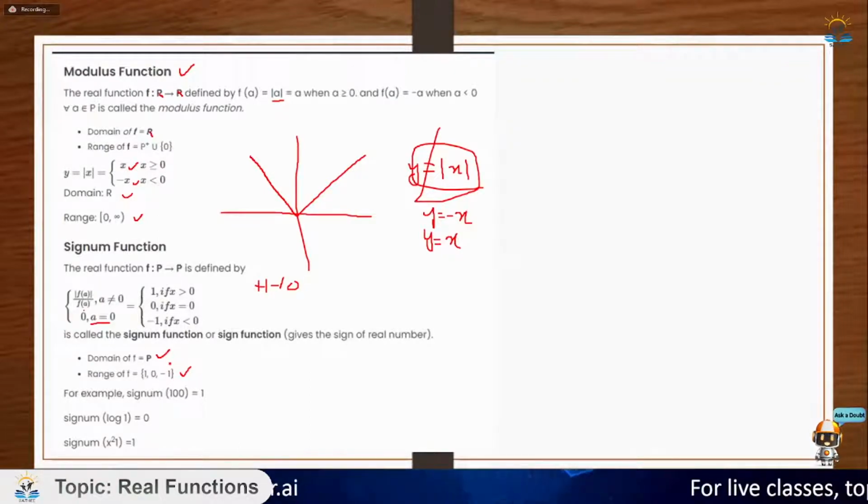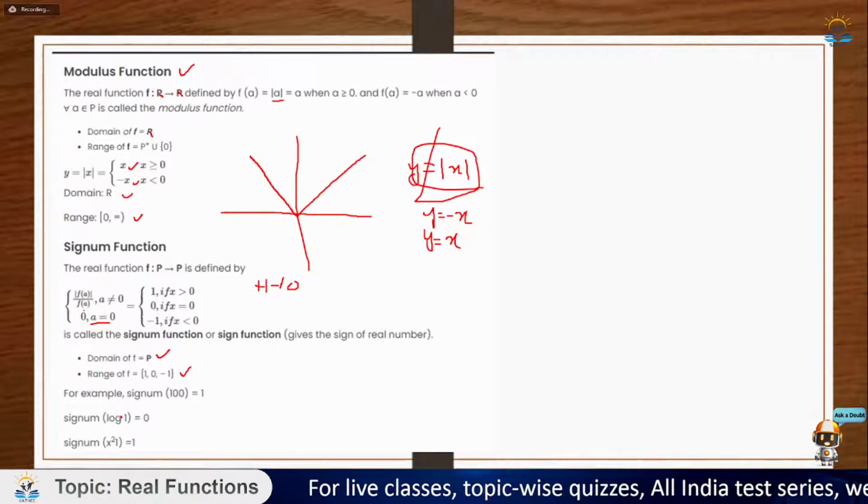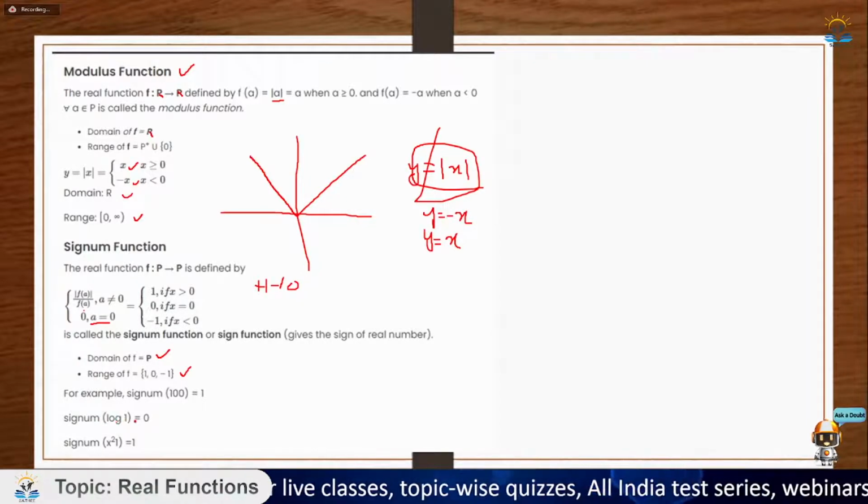If you don't know the signum function from before, it is nothing but a function which will give you the sign. If your answer is 1, then your function is positive. If your sign is minus 1, your function is negative. And if your sign is 0, then your function is 0. Okay. Then, for example, signum of log 1: you know log 1 is 0. Signum of 0 is 0 only.